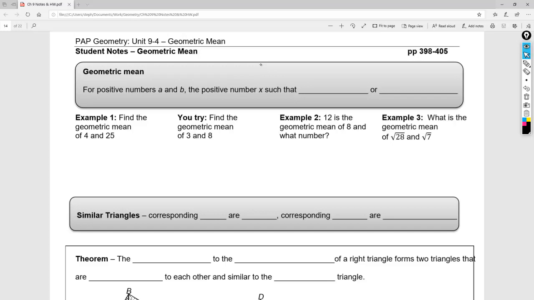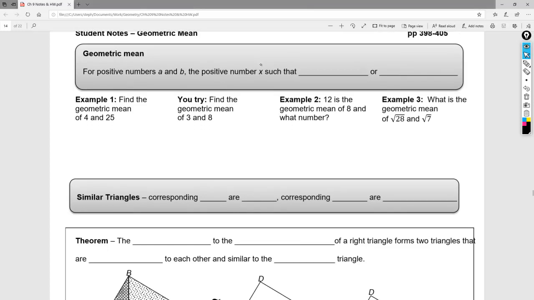Hi everyone, we are continuing on properties of similar triangles, and to start off we're going to talk about geometric mean. So first, a definition. The geometric mean, given positive numbers a and b, is a positive number x such that a is to x as x is to b. Or if we solve this out, x squared equals ab. Alright, so we're generally going to want to use this form.